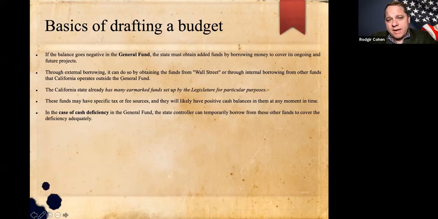California already has many earmarked funds set by the legislature for particular purposes. In case of a cash deficiency in the general fund, the state controller can temporarily borrow from these funds to cover the deficiencies.